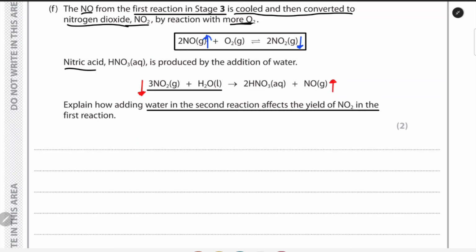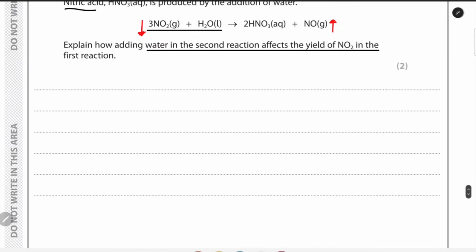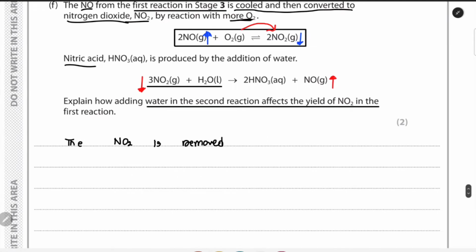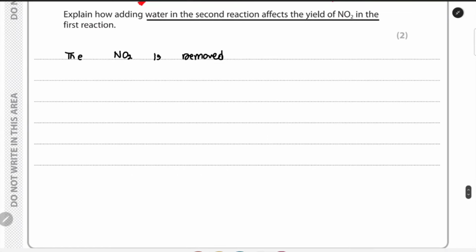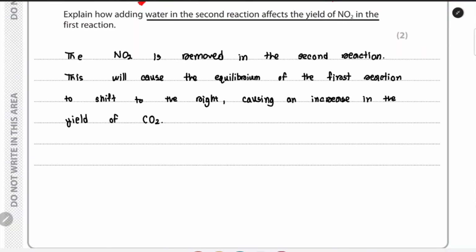Since we have more nitrogen monoxide and less nitrogen dioxide, the equilibrium of this reaction will shift from the left to the right. So more NO2 is being produced again. This will increase the yield of NO2. The NO2 is removed over here in the second reaction. This will cause the equilibrium of the first reaction to shift to the right, increasing the yield of NO2. This is how we structure our answer. So this is how we'll write down our answers.